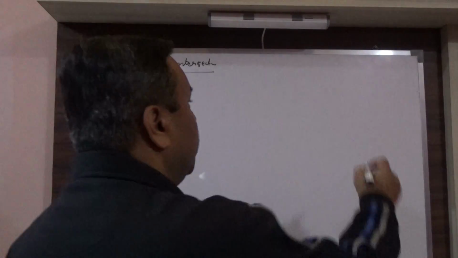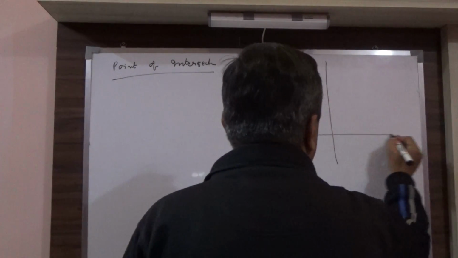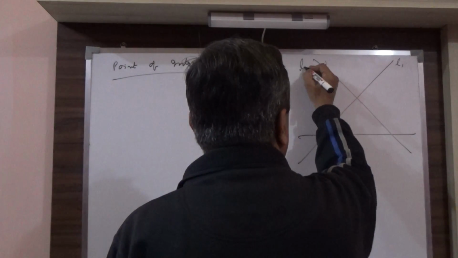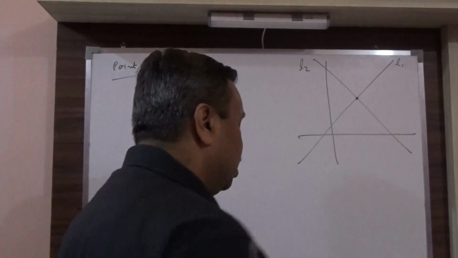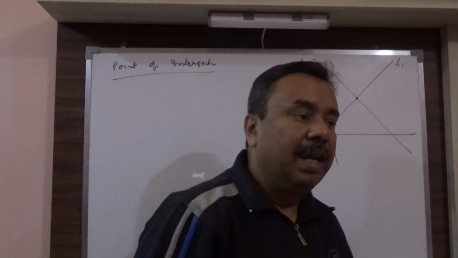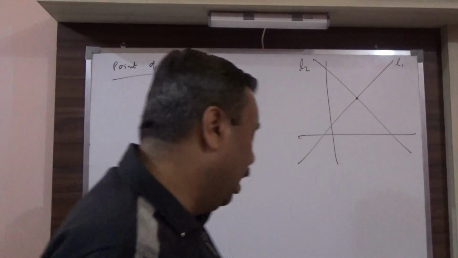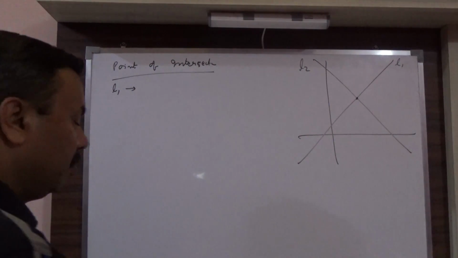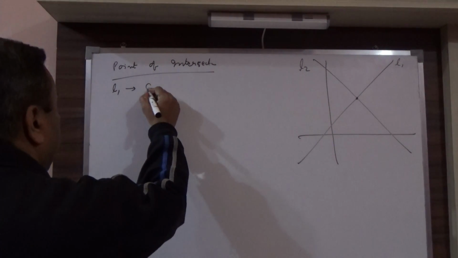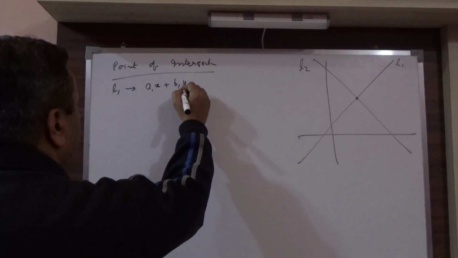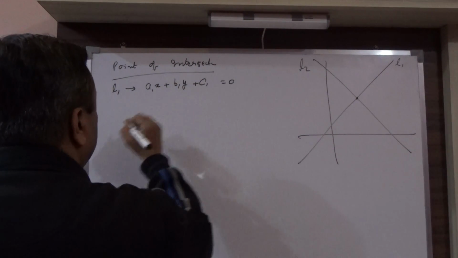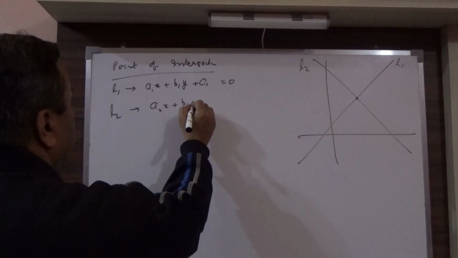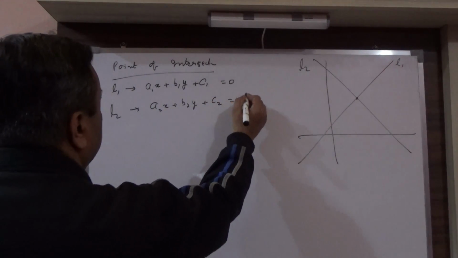Okay, so suppose that this is one line L1 and this is another line L2, and this is my point of intersection. This is one line, and for line L1 my equation is a1x plus b1y plus c1 is equal to 0. For L2, suppose that the equation is a2x plus b2y plus c2 is equal to 0.